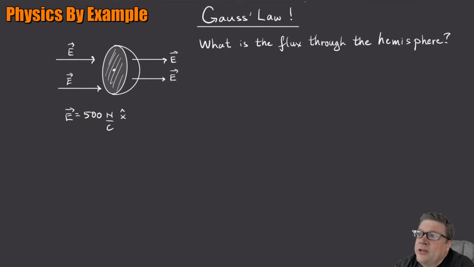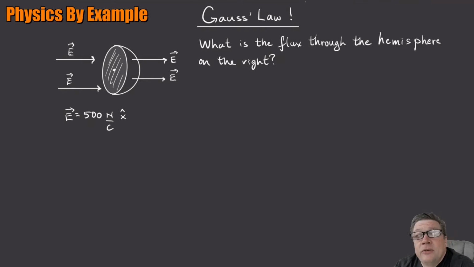What I want to know is what is the flux through the hemisphere, and what I mean by that is the part on the right. Let me make that more clear. On the right. So what is the electric field flux through that curved surface? That's what I want to know.